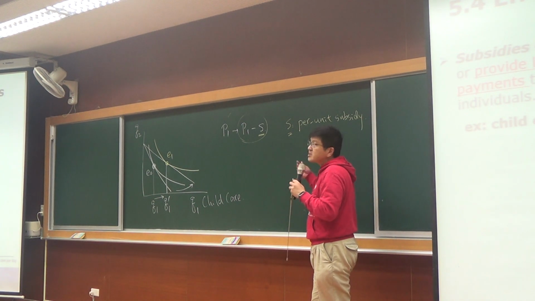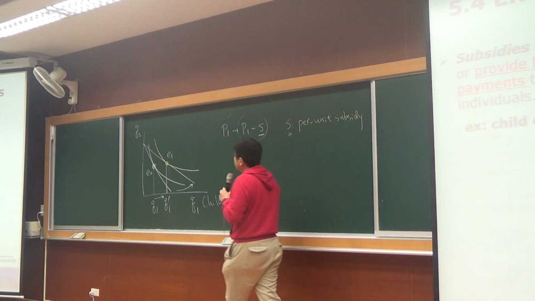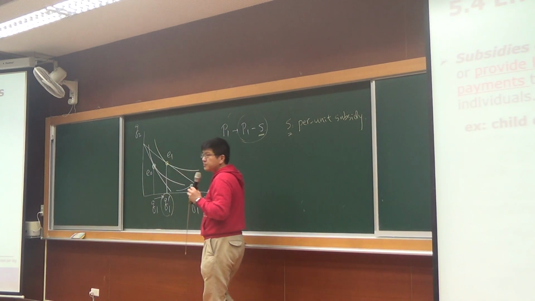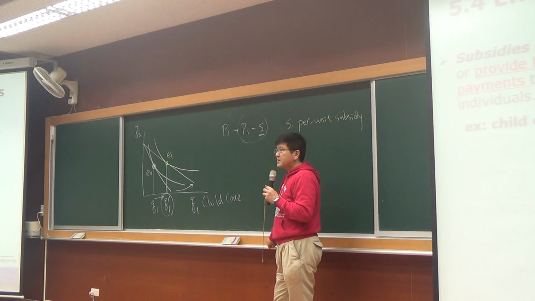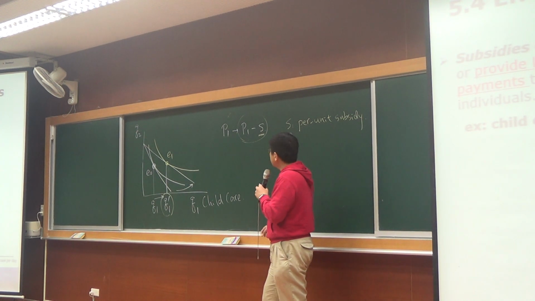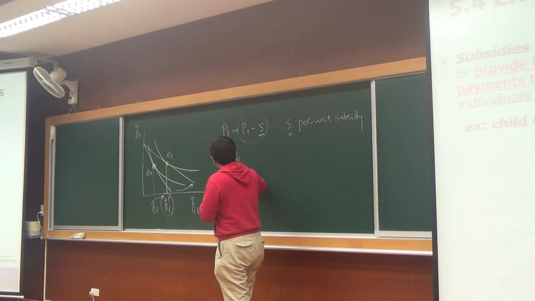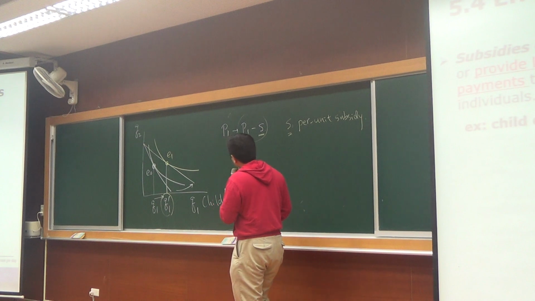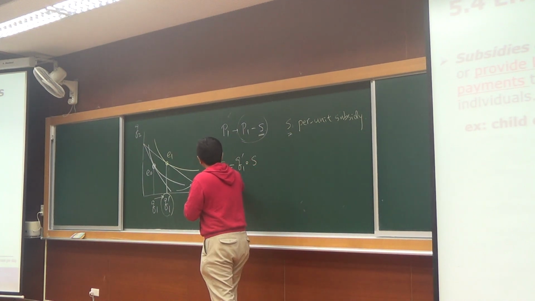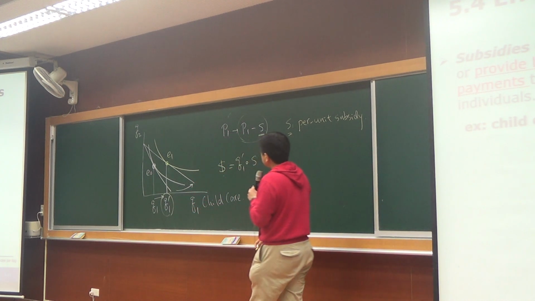So after the announcement of the policy, the consumer chooses this level to consume, right? So this is the amount as a base on which you should subsidize, right? So you should subsidize Q1 prime times the per unit subsidy. So it's the total subsidy.